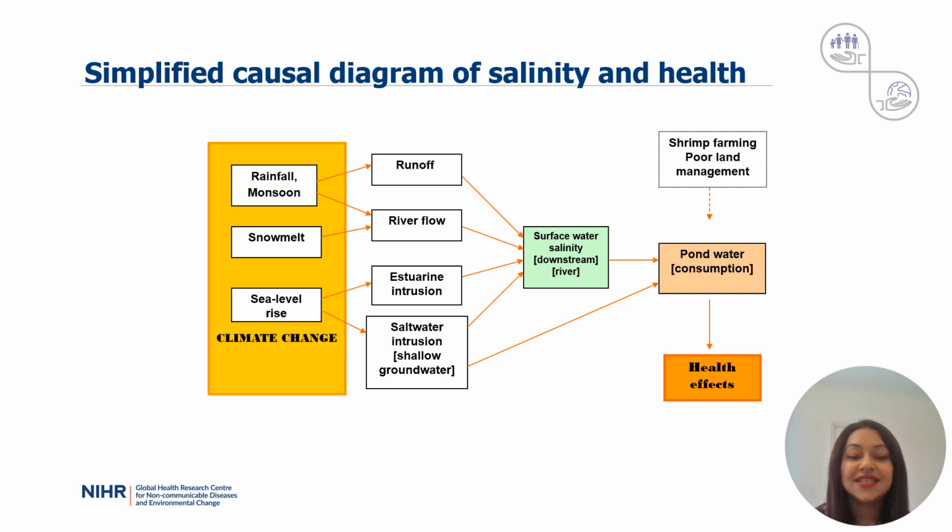This is a simplified causal diagram between salinity and health. As I mentioned, climate change related factors that include rainfall and sea level rise influence the amount of runoff, river flow, and saltwater intrusion. And through inundation, salt water seeps into the surface and groundwater, which are sources of drinking water for many populations around the world living in the coastal areas. And salinity in drinking water has adverse health impacts, some of which we will discuss now.